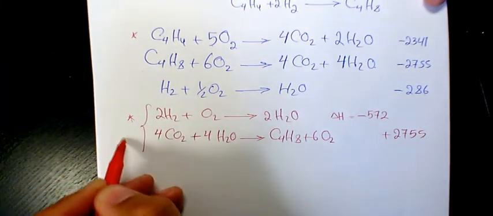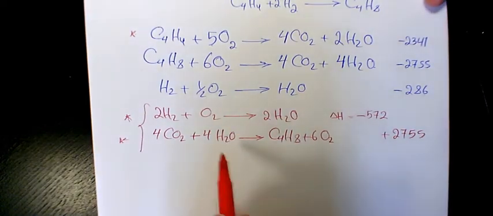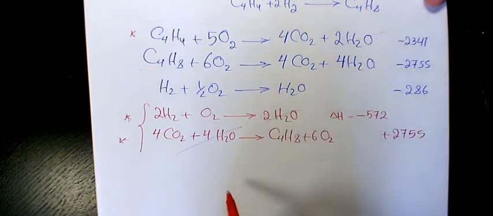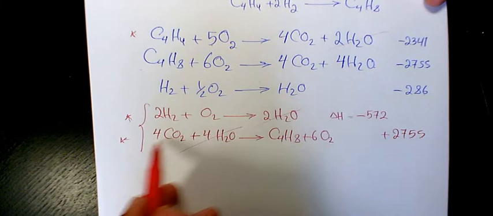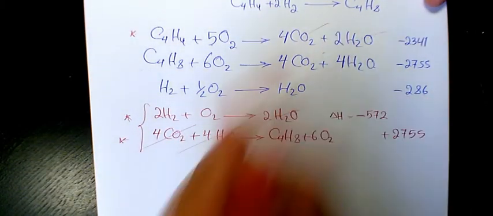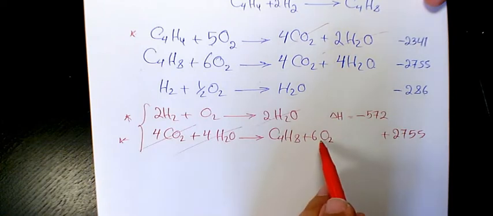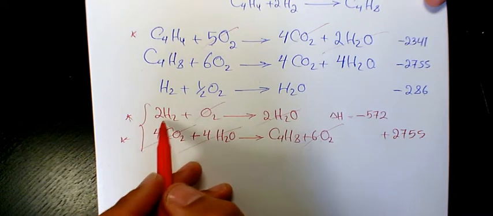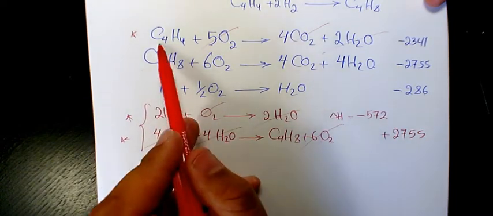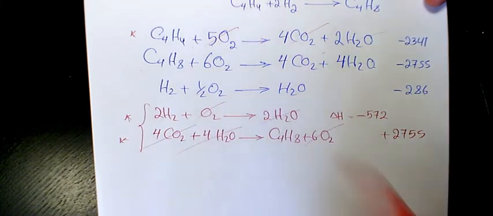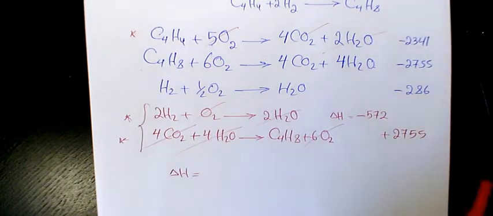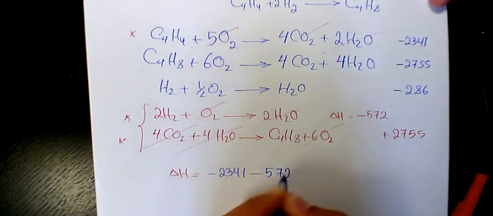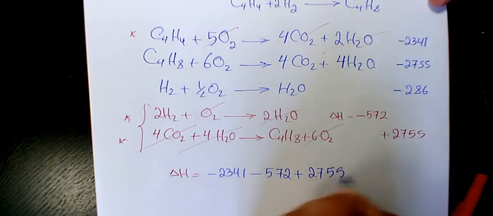If we add them all, the 4, 2, and 2 cancels out. CO2 and CO2 cancels out. 6 O2 and 5 O2 cancels out, and we are going to end up having 2H2 plus C4H4 gives us C4H8. So delta H is going to be negative 2341 minus 572 plus 2755.